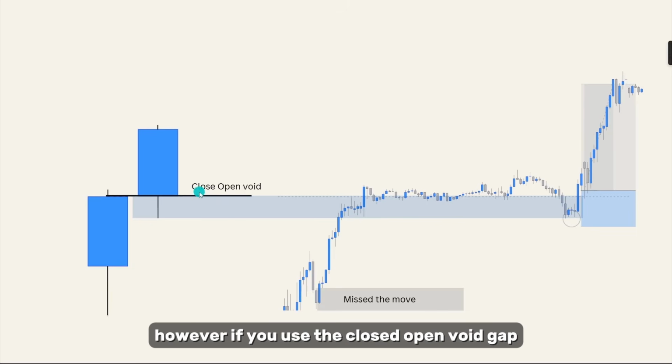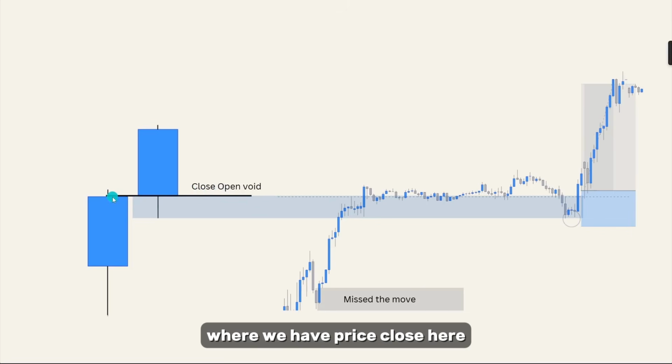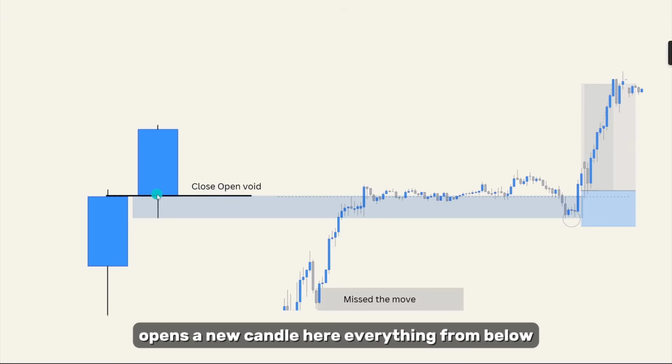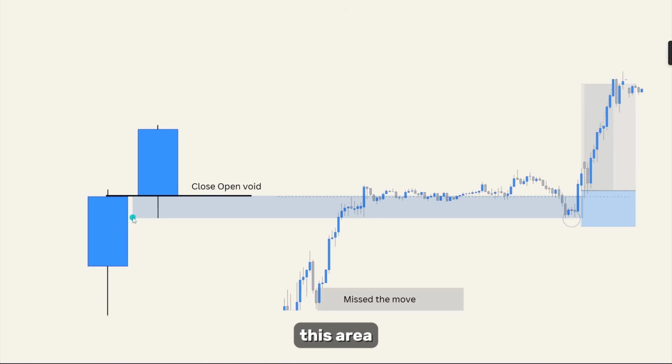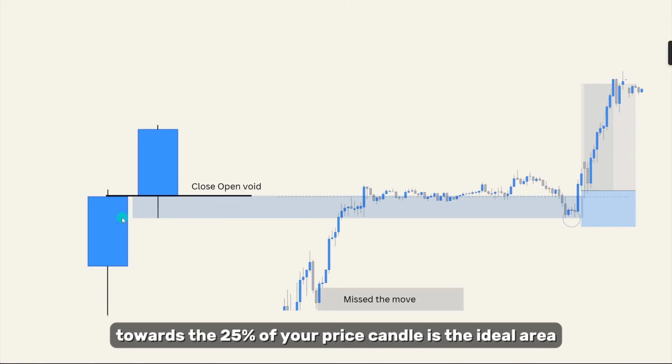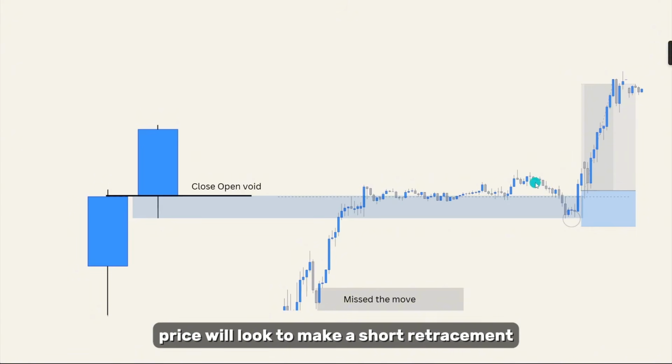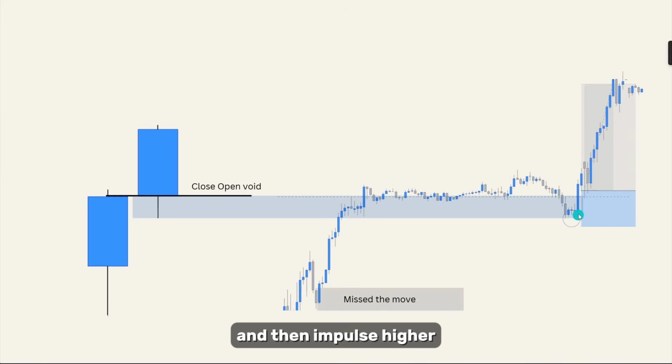However, if you use the close to open void gap, where price closes here and opens a new candle here, everything from below this area towards the 25% of your previous candle is the ideal area where price will look to make a short retracement and then impulse higher.